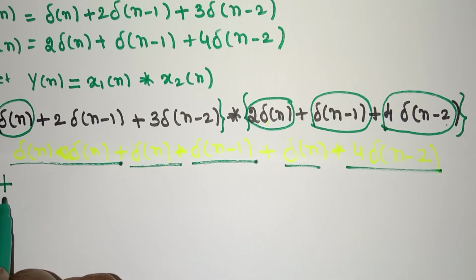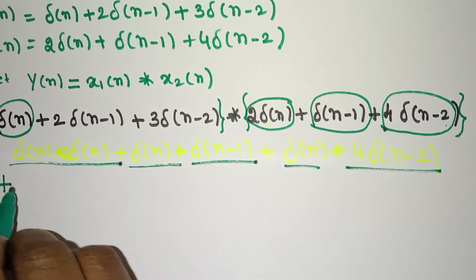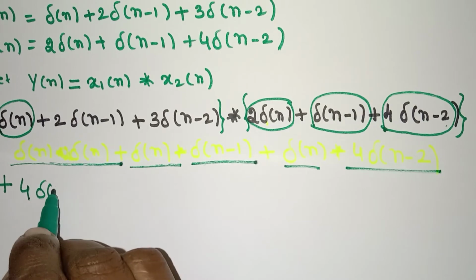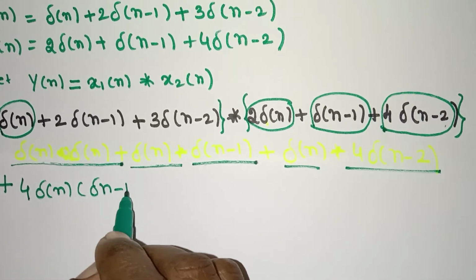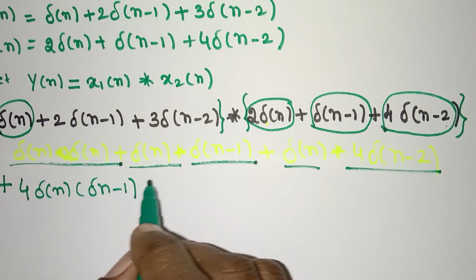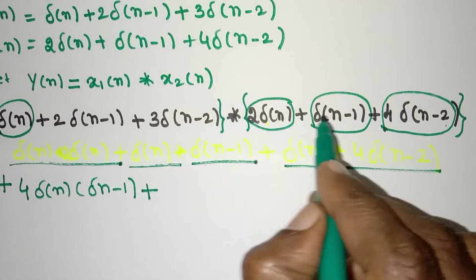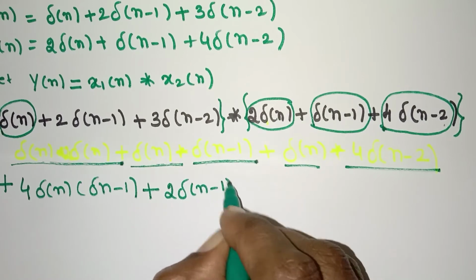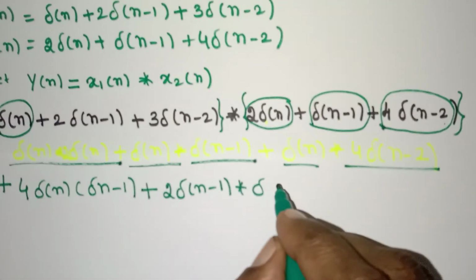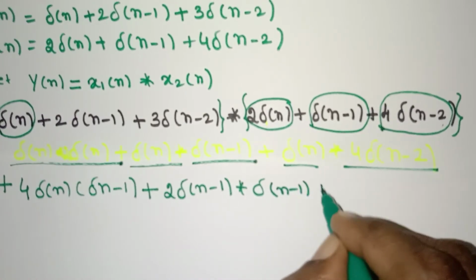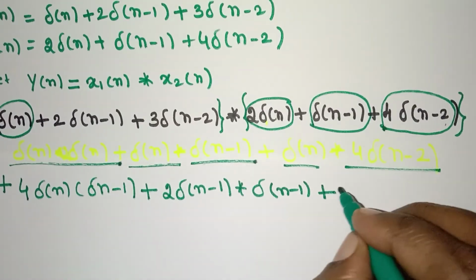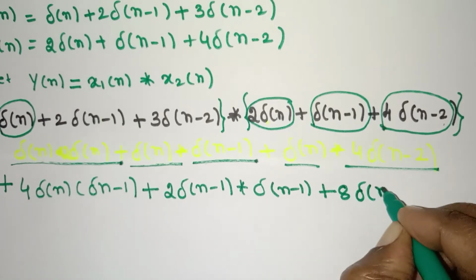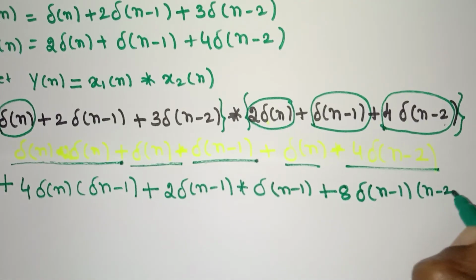Next you have to write the plus sign. Next, 2 into 2, so I will write 4 delta n into delta n minus 1 as it is. Next plus 2 delta n minus 1 into 2 delta n minus 2, so I will write 2 delta n minus 1 into delta n minus 1, plus 2 into 4, that is 8, 8 delta n minus 1 into n minus 2.